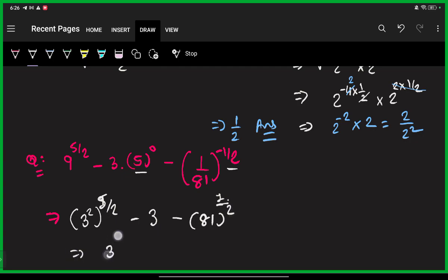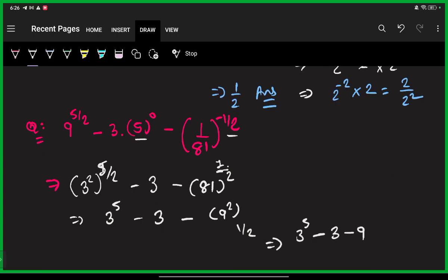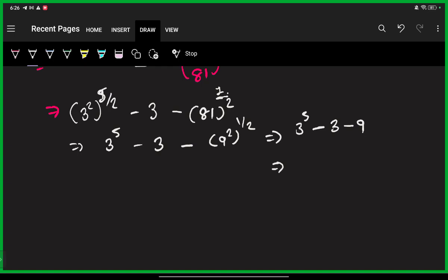So this becomes 3 raised to 5 minus 3, this becomes 9 square, right? So 9 will become 3 raised to 5 minus 3 minus 9, which will be how much? So it will be 3 raised to 5 minus 12. 273 minus 12. That will be 260. Good.